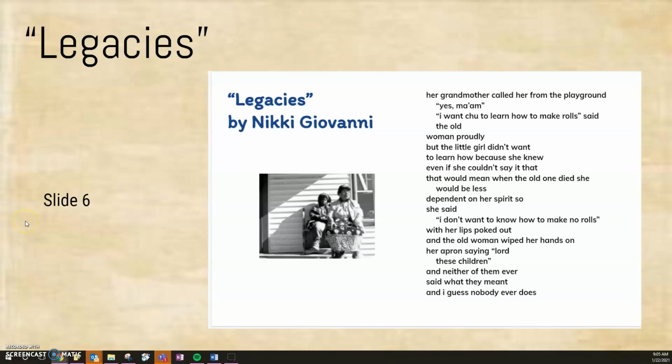Her grandmother called her from the playground. "Yes, ma'am. I want you to learn how to make rolls," said the old woman proudly. But the little girl didn't want to learn how, because she knew, even if she couldn't say it, that would mean when the old one died she would be less dependent on her spirit. So she said, "I don't want to know how to make no rolls," with her lips poked out. And the old woman wiped her hands on her apron, saying, "Lord, these children." And neither of them ever said what they meant, and I guess nobody ever does.